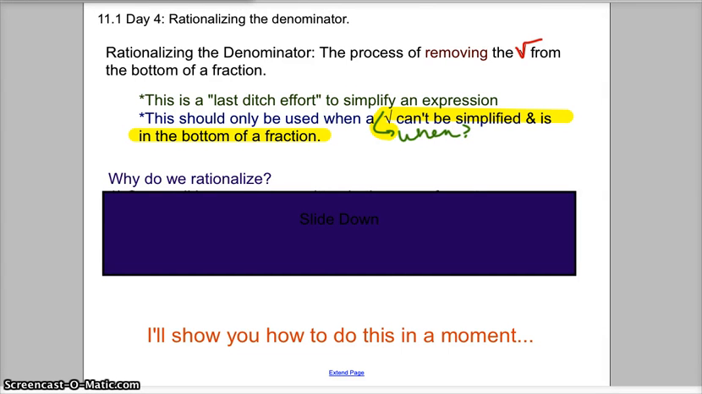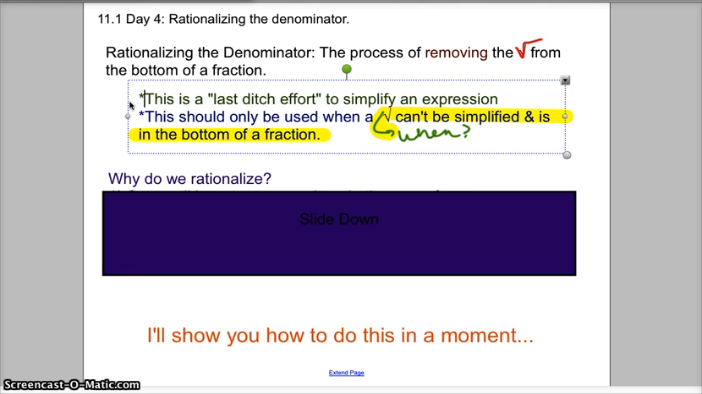The purpose of this video is to discuss rationalizing the denominator when dealing with square roots. Rationalizing the denominator is the process of removing the square root from the bottom of the fraction. This is a last-ditch effort.